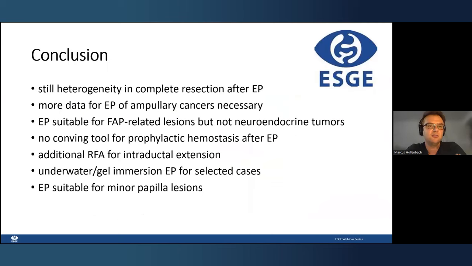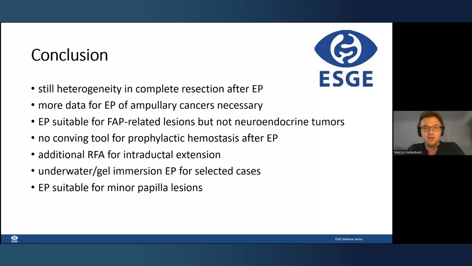And now I conclude. We still have a high heterogeneity in the complete resection after endoscopic papillectomy in the published literature. And I think there are still more data needed to finally recommend the endoscopic papillectomy for ampullary cancers, for invasive lesions. On the other hand, the endoscopic papillectomy is a suitable option for FAP-related diseases, but not for neuroendocrine tumors. Here you should directly go for surgery. And at the moment, we have no convincing tool for a prophylactic hemostasis.